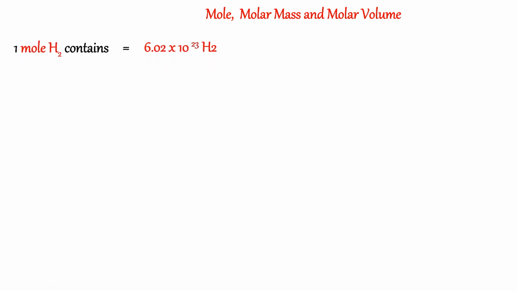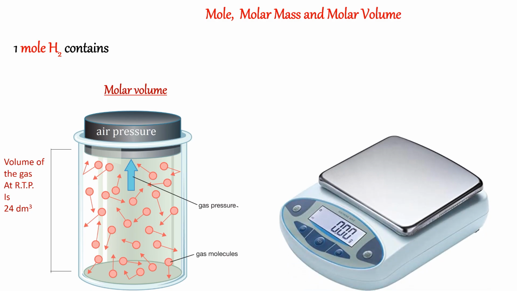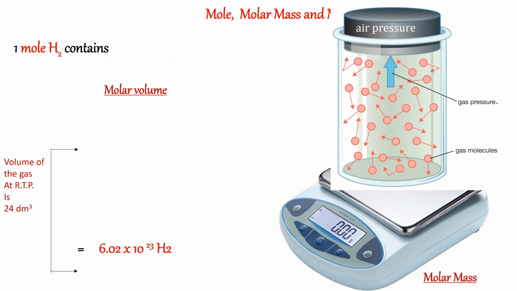1 mole of hydrogen contains Avogadro number of hydrogen molecules. If 1 mole of this hydrogen gas is together in a container, this occupies a volume. So this volume occupied by 1 mole hydrogen gas, we call this molar volume. And this is 24 dm cube at RTP, room temperature and pressure. And if you want to measure its mass, you will get molar mass, because you are measuring the mass of Avogadro number of molecules, or 1 mole molecules. So this is called molar mass.